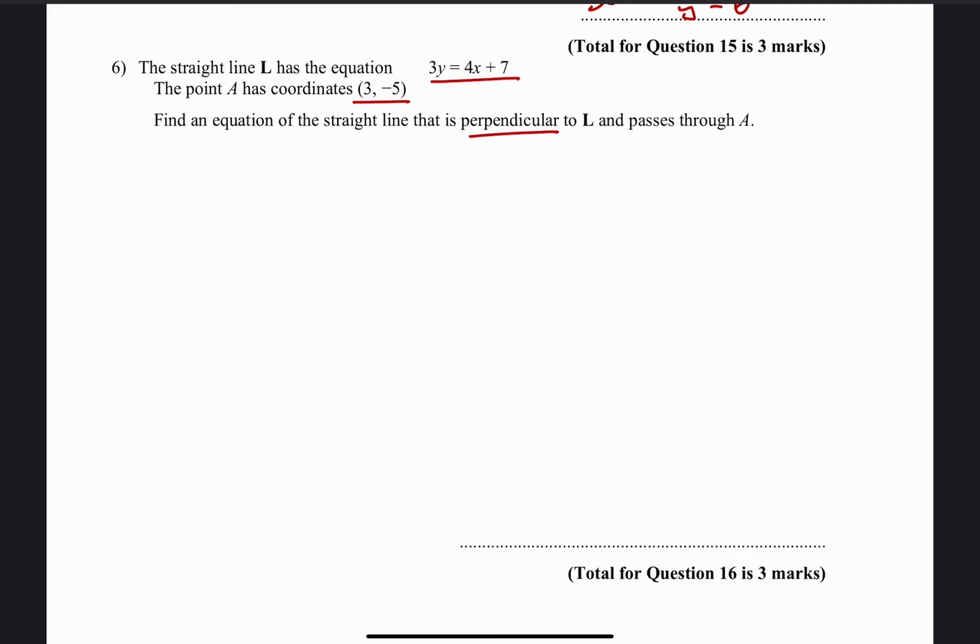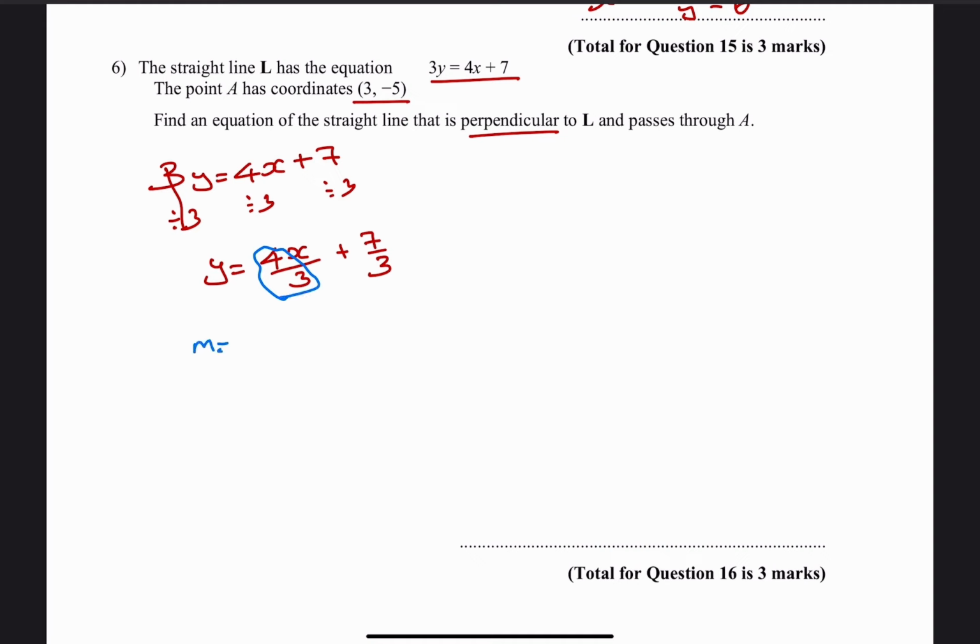However, I don't have the gradient, because it says 3y equals 4x plus 7. So 4 is not the gradient. Remember, the number in front of the x is the gradient normally, but it needs to be y equals. So let's divide everything by 3 in order to cancel. So that will mean y equals 4x over 3 plus 7 over 3. I am only worried about the number in front of the x, which is 4 over 3. So the gradient of this line is 4 over 3.